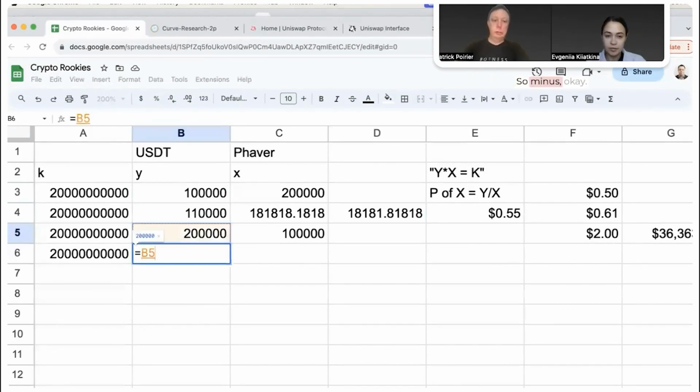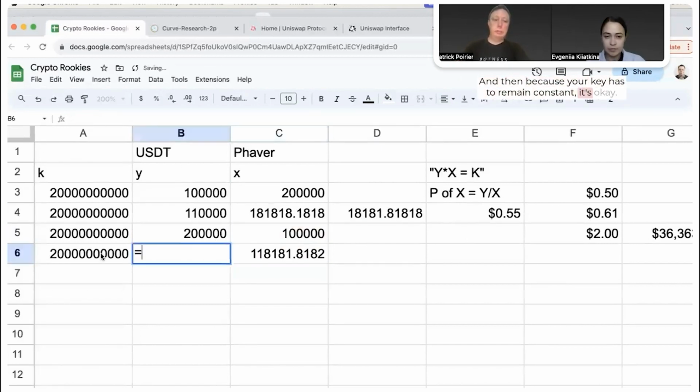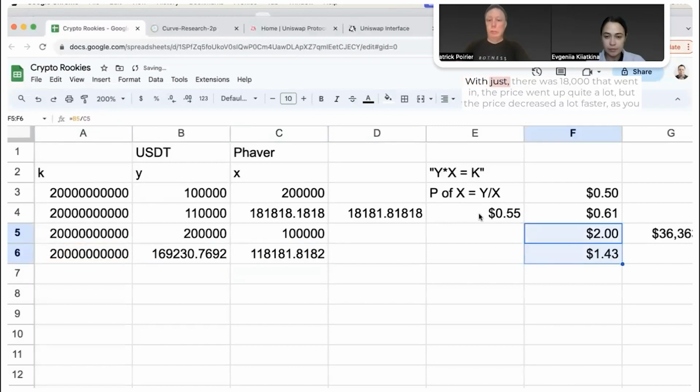So in this case, we are looking at the X, because now it's going to swap the token back into the liquidity pool. So it's this number plus this one. And then because your K has to remain constant, it's K, this time divided by this. And now the price, there was $18,000 that went in. The price went up quite a lot, but the price decreased a lot faster, as you can see.